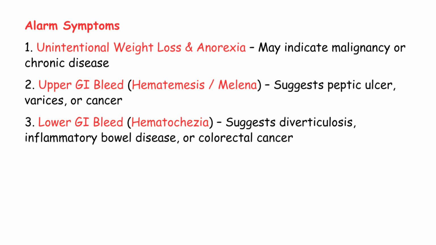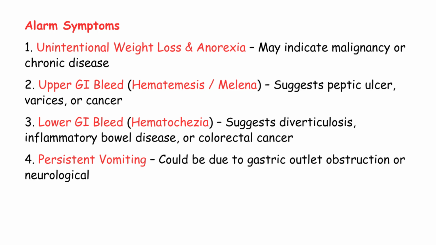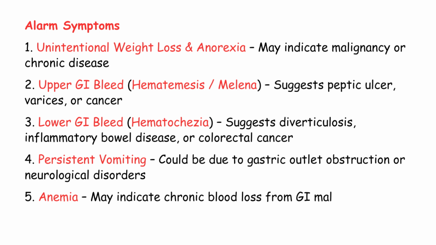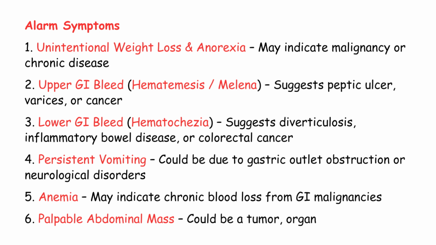Persistent vomiting is another red flag, as it could indicate gastric outlet obstruction, raised intracranial pressure, or severe metabolic disturbances. Anemia in a GI patient is concerning, as it may suggest chronic occult bleeding from a malignancy. If a palpable abdominal mass is detected on examination, it raises concerns for an underlying tumor, organomegaly, or a cystic lesion, necessitating immediate imaging and biopsy.